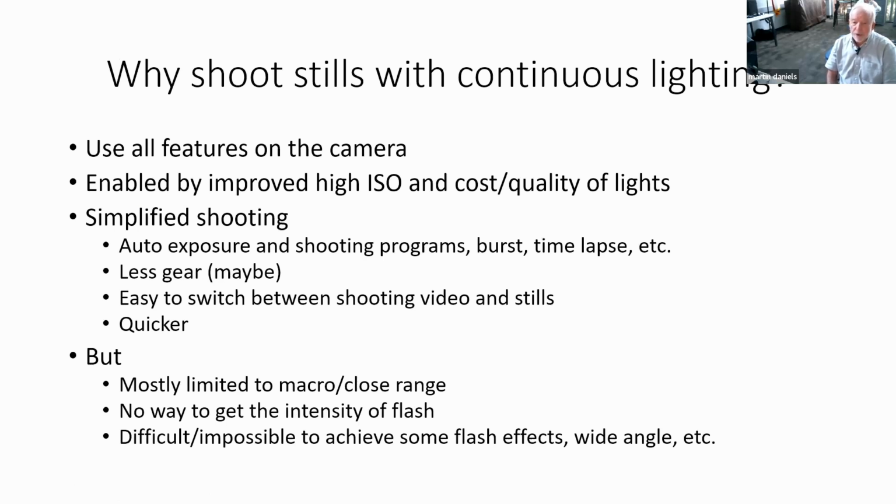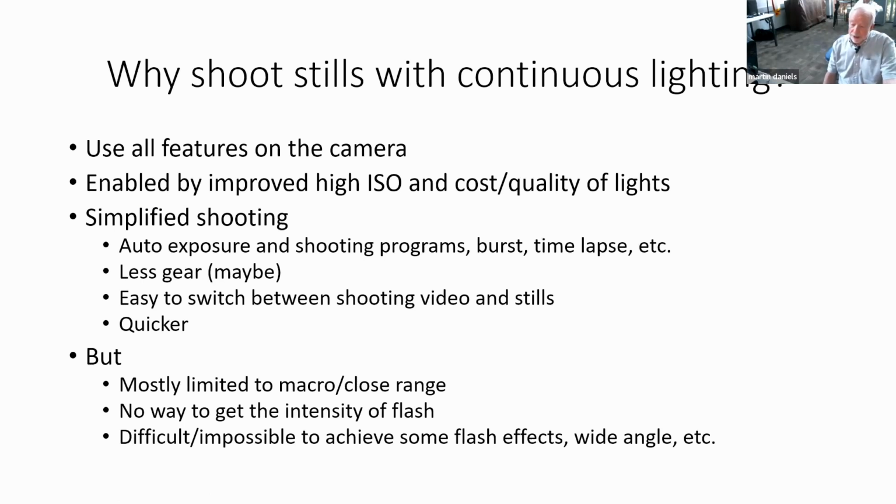So, for example, you can shoot in program mode and you can do it quite reliably because you've got the continuous lighting there. It's metering it and it's exactly like shooting outside. So it also can simplify it quite a bit. You can use auto exposure, burst shooting, time lapse, whatever you want to do. Maybe it's less gear. I don't know. If you're like me and you have 2 strobes and another light up there and 2 other lights, maybe not.